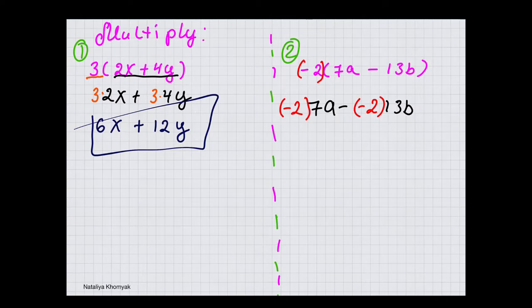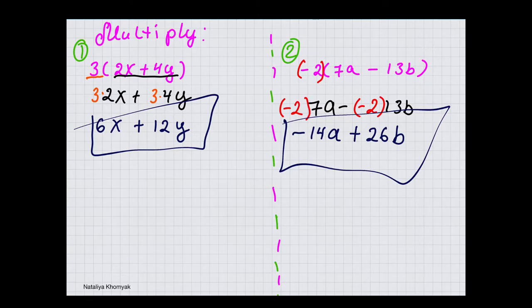And then we just simplify each term. So we have negative 2 times positive 7, negative 14a. And the second term, we have negative times negative, positive 2 times 13, 26b. These are not like terms, so that's our answer.